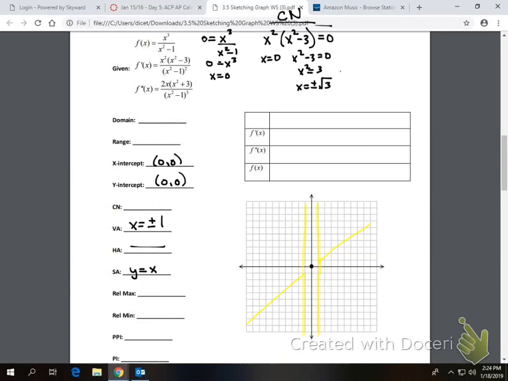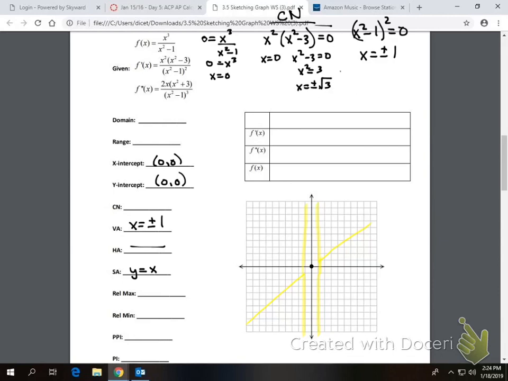And isn't the derivative undefined when the denominator of the derivative is equal to 0? So I also set x squared minus 1 quantity squared equal to 0. Okay, and that gives me x equals plus or minus 1 again. But we're going to stop for a second. We already know that x equals plus or minus 1 will not be relative maximums, so I don't care about them. Because they're what? They're vertical asymptotes.